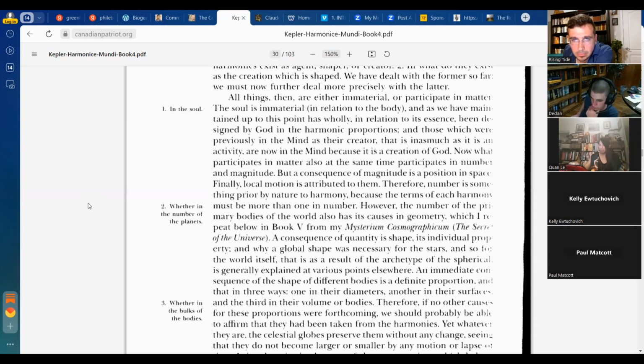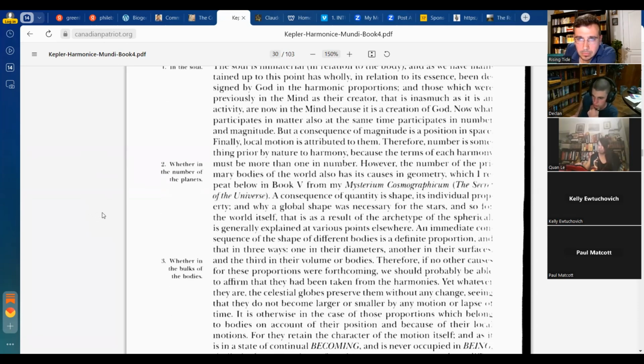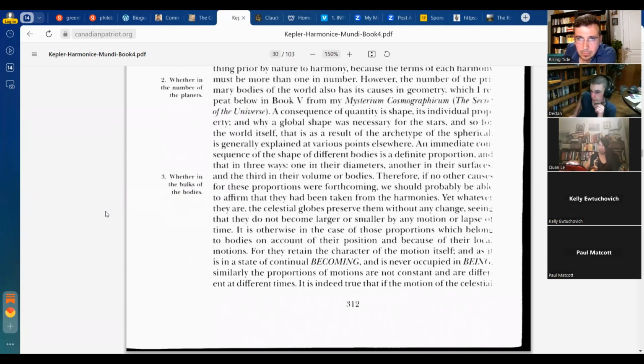An immediate consequence of the shape of different bodies is a definite proportion, and that in 3 ways: one in their diameters, another in their surfaces, and a third in their volume or bodies. Therefore, if no other causes for the proportions were forthcoming, we should probably be able to affirm that they had been taken from the harmonies. Yet whatever they are, the celestial globes preserve them without any change, seeing that they do not become larger or smaller by any motion or lapse of time.